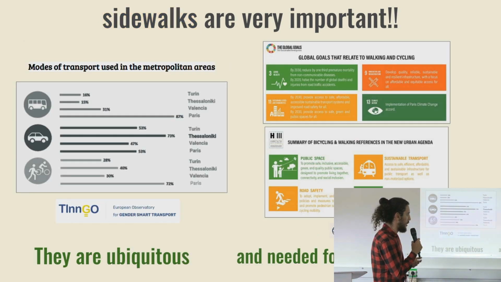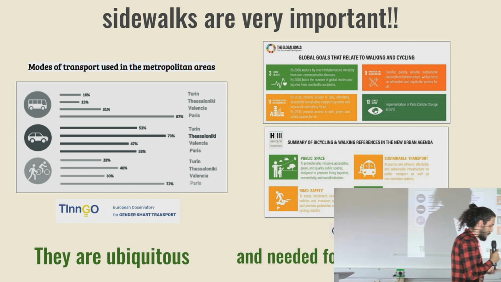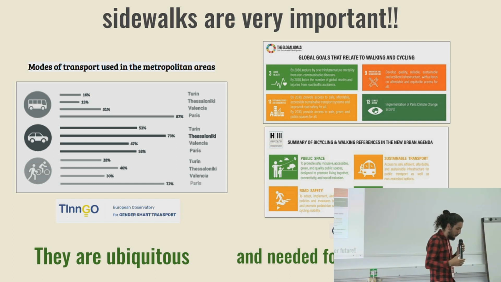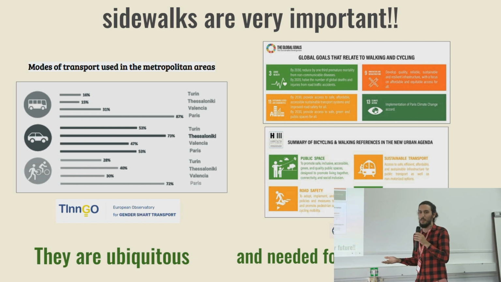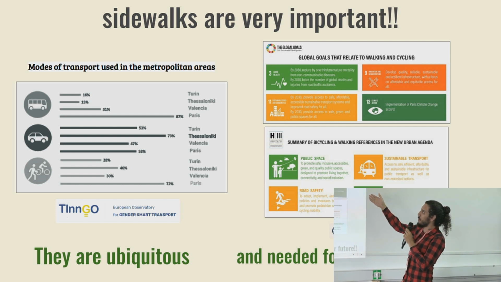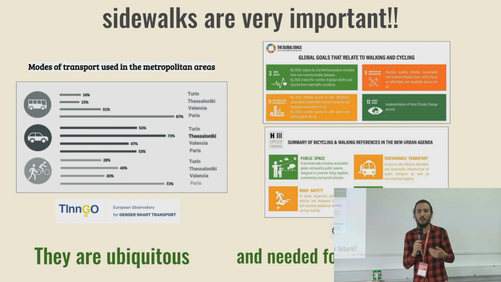And also, pedestrian networks in general are ubiquitous. There's a study from a European institute that says that at least 30% of all urban mobility is done in pedestrian networks and cyclist networks. And way more important than that, they are needed for a brighter future. They are related to many goals of the SDGs from the United Nations.